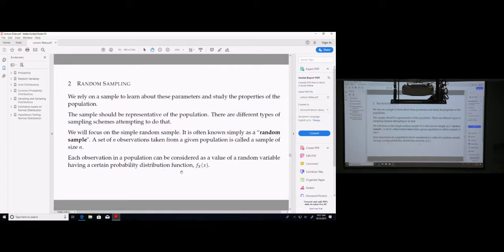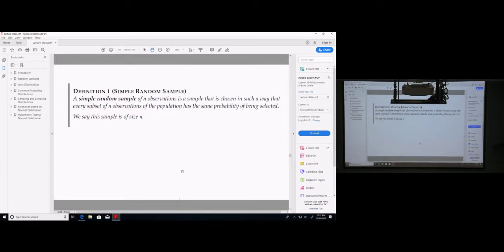Okay, each observation in a population can be considered as a value of a random variable having a certain probability distribution function. So, simple random sample. A simple random sample of n observations is a sample that is chosen in a way that, this is the key, every subset of n observations, so if you decide your sample size to be n, has the same probability of being selected.